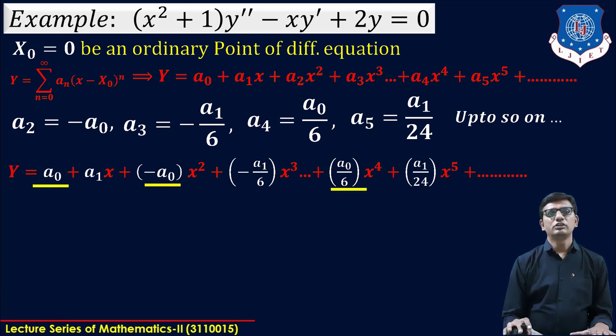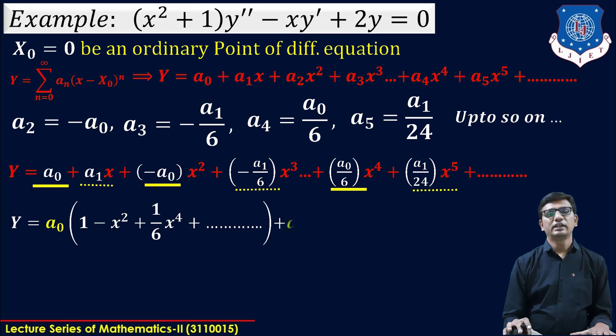Now we take a0 common from this series. We get y equals a0 into (1 minus x² plus x⁴ by 6 and so on), and after taking a1 common, we get a1 into (x minus x³ by 6 plus x⁵ by 24 and so on). Here we get two series: 1 minus x² plus x⁴ by 6 and so on, which is our first power series solution, and the second one is x minus x³ by 6 plus x⁵ by 24.